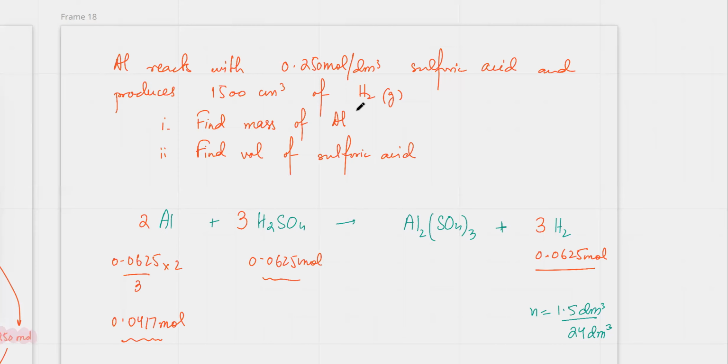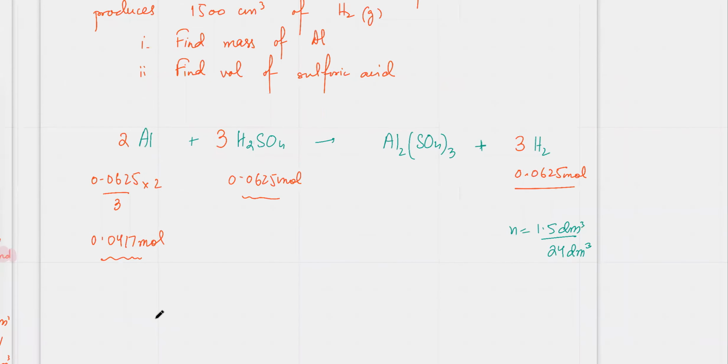The rest is easy. They're asking you to find the mass of aluminium. So try and do that. It's going to be mass is moles multiplied by the Ar, which for aluminium is 27. That's going to give you mass. What do you get? 1.125. So you're getting 1.125 grams.